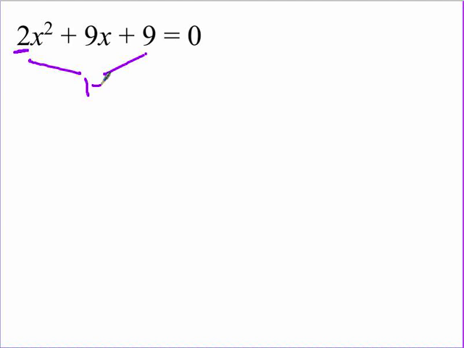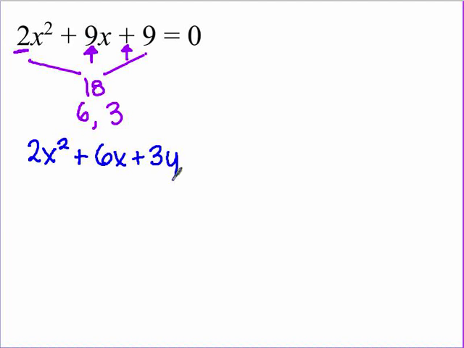18. 2 factors of 18 that add up to 9. What are those 2 factors of 18 that add up to 9? 6 and 3. Very good. Okay. So then now tell me what I need to write. 2x squared plus 6x plus 3x plus 9. Very good. So remember, all we're doing is rewriting that middle term using those 2 numbers that we found.